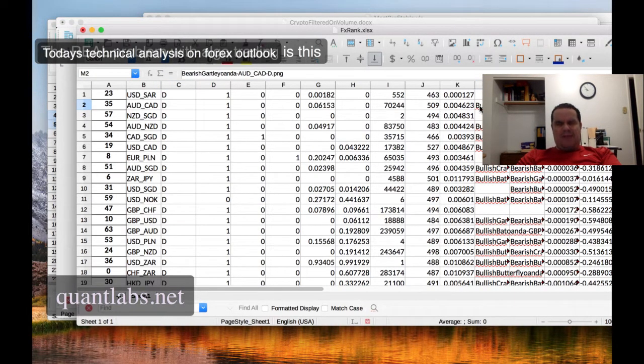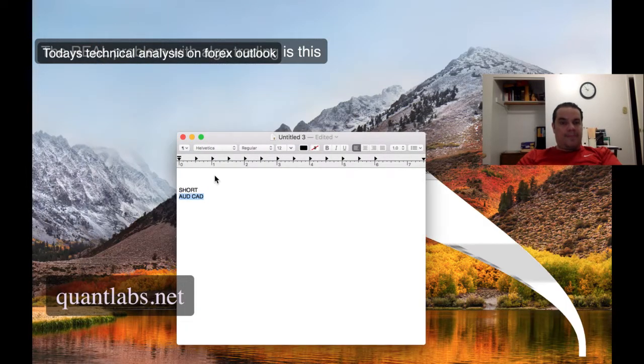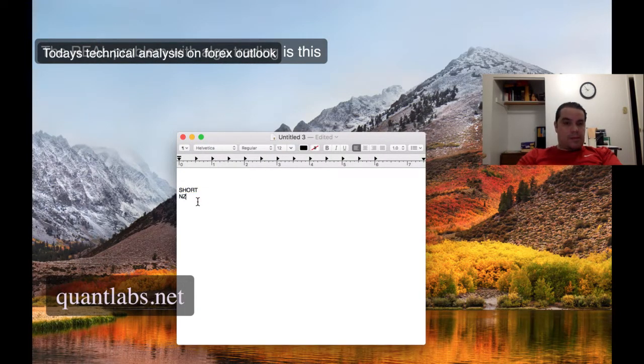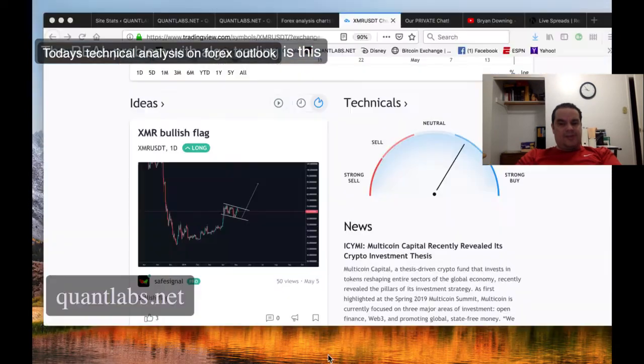Well, actually, I've shown this before in the crypto. You have both a bullish and a bearish, that kind of, in a way, cancels it out. So I would then turn around and just say, you know what? Let's just put New Zealand and Singapore dollar as a shorting opportunity. So I'm going to replace that here. So that's the Australian against the Singapore. Did I get that right? The New Zealand against Singapore dollar.